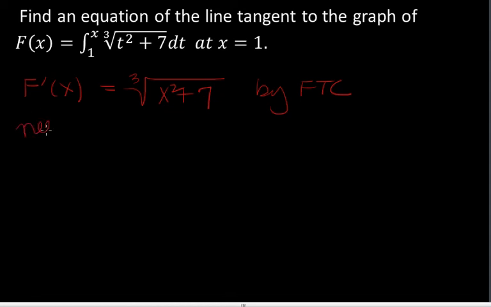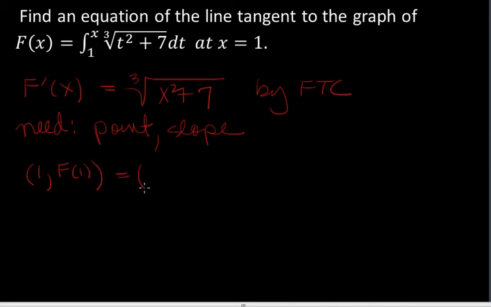Now, we always need, this comes back from pre-calculus, when you need to find the equation of any line, you need a point and you need the slope in order to find the equation of a line. We want the tangent line at x equals 1. So the point will be 1 comma capital F of 1. Capital F of 1 is the integral from 1 to 1, so that's 0. So the point handily is 1, 0.